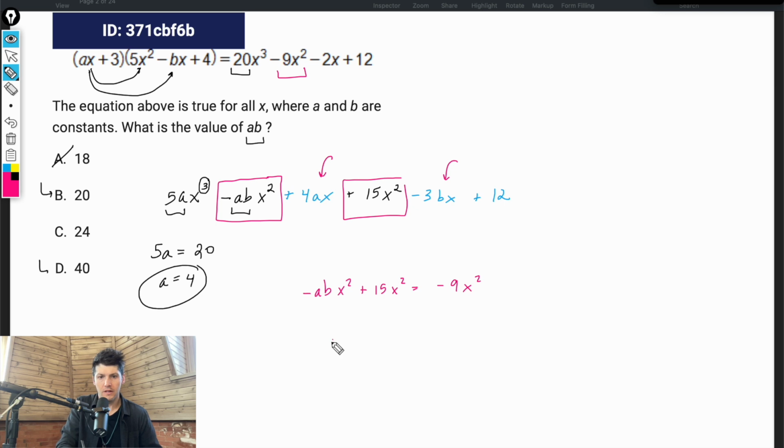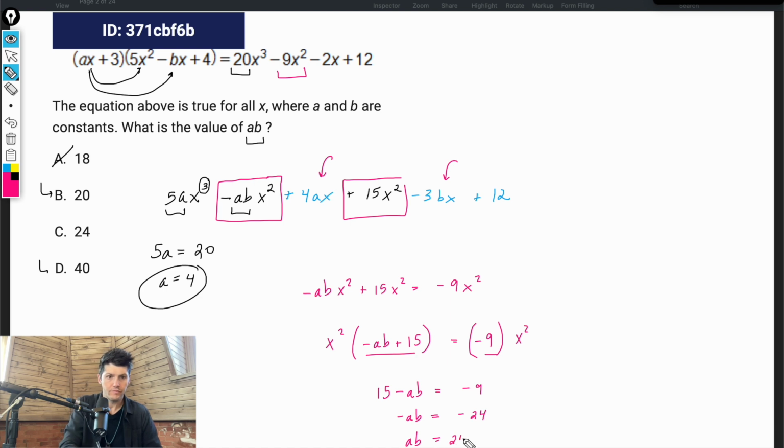I could say x squared times negative AB plus 15 is equal to negative 9 times x squared. So you can see our things in parentheses are equivalent. 15, I'll just write this in reverse, 15 minus AB is negative 9. I could subtract 15 from both sides and say negative AB is equal to, after subtracting 15, negative 24. And AB, of course, then is positive 24. Okay, so there's our answer.